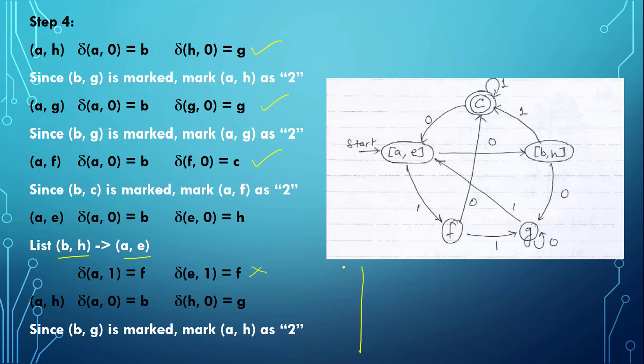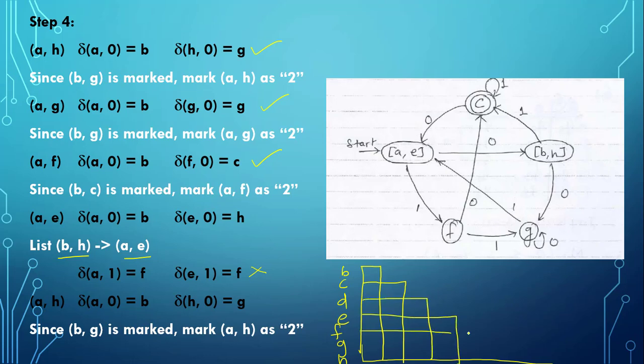So you will have B, C, D, E, F, G and H. Okay, I'll just put the column names at the top since there is no space at the bottom of my slide. And finally H. So here it will be A, B, C, D, E, F and G.